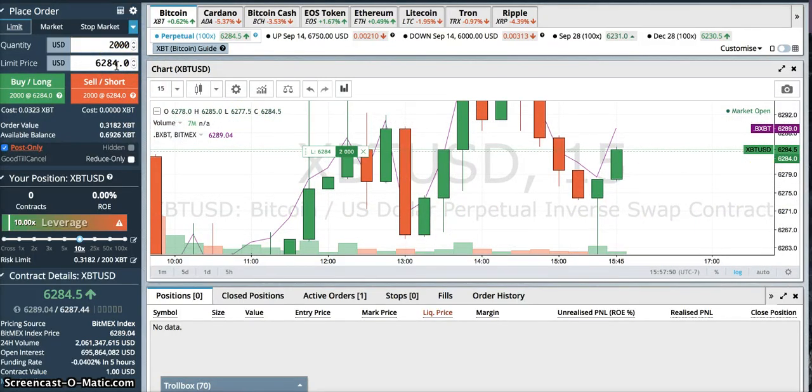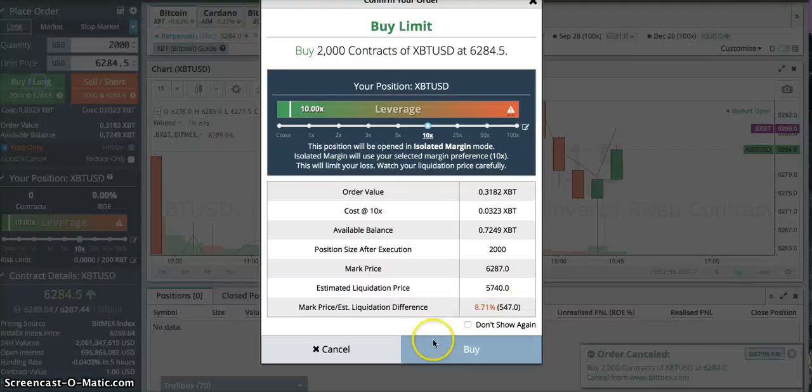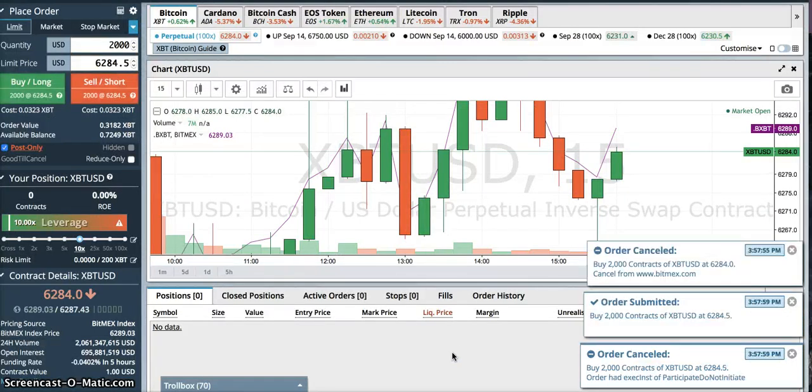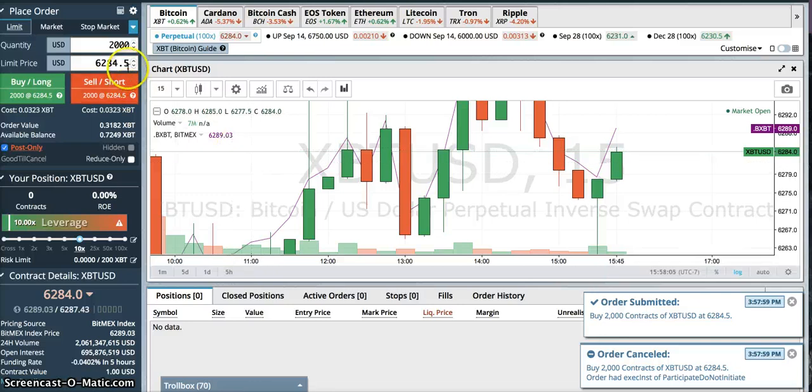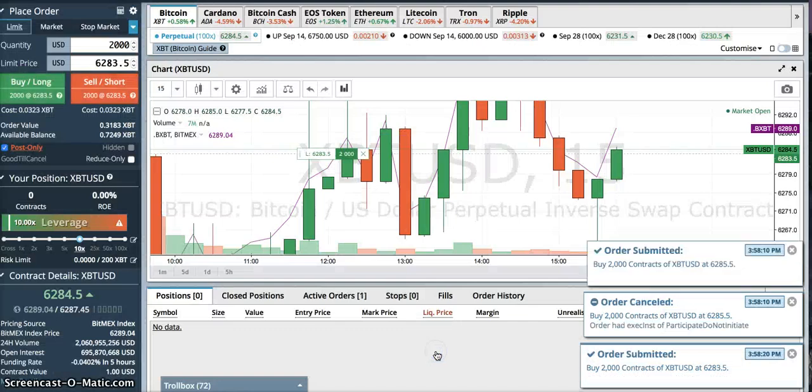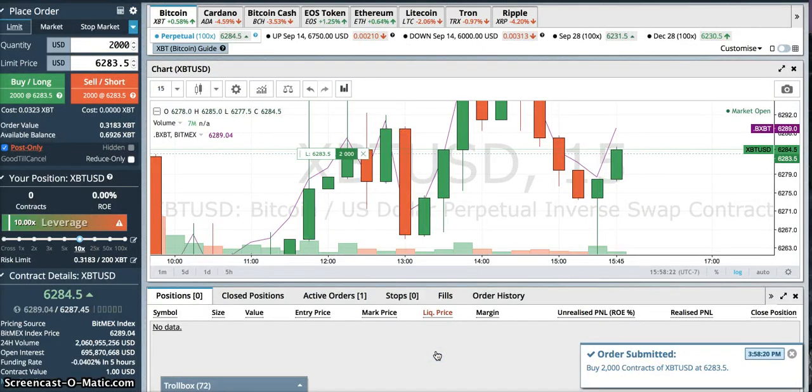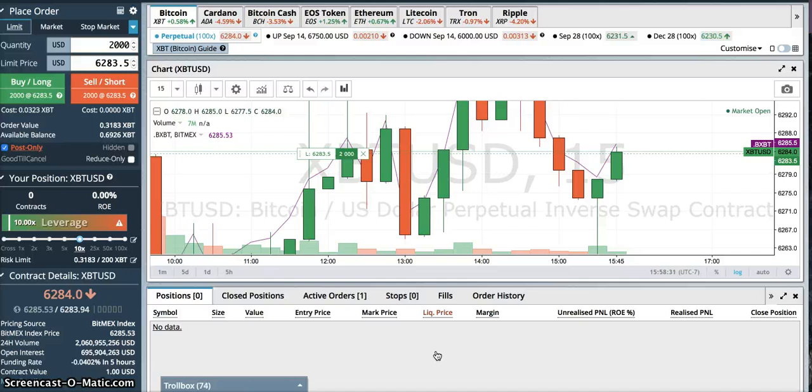62.84.5. Let's cancel that. Go long. Again, it doesn't want me to allow it. 62.85.5. Buy long. 62.83.5. There's got to be some explainable rules somewhere around here about what that participate do not initiate means. So let's see if I can get filled here.